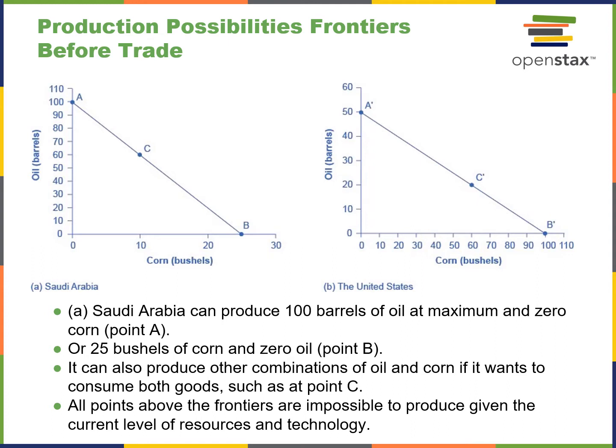And it could also produce any other combination along that production frontier, and also anything inside the production frontier, which would mean that they are not effectively using all their resources. All points above the frontiers are impossible to produce given the current level of resources and technology. So that means that any combination that falls outside the line here is not possible. Anything along the line is possible. Anything inside this, beneath this line, is possible.